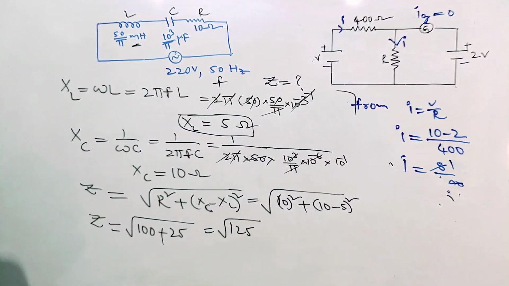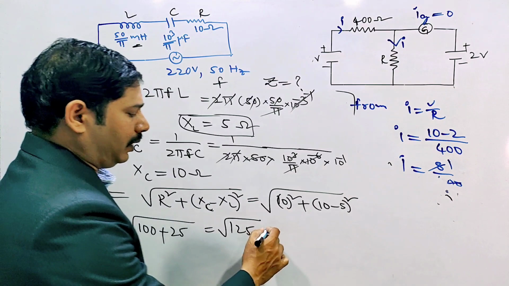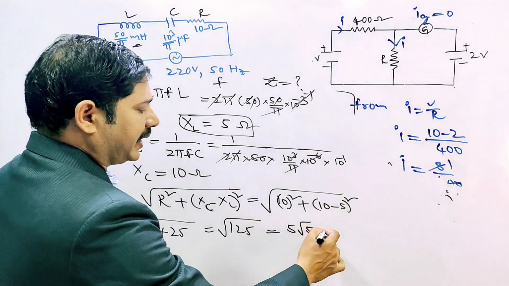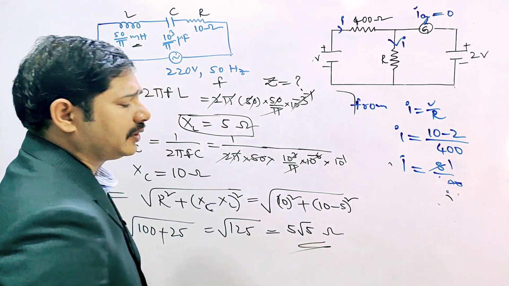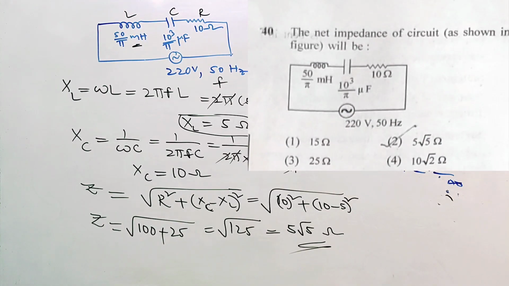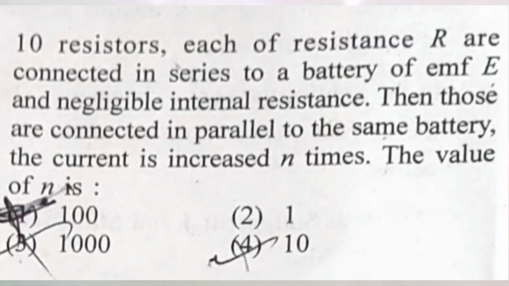So this one we can write as 25 times 5, which means 5 root 5. So impedance units are what? Ohms. So 5 root 5 ohms. Which option is correct? The second option is correct. Next question, you can check.